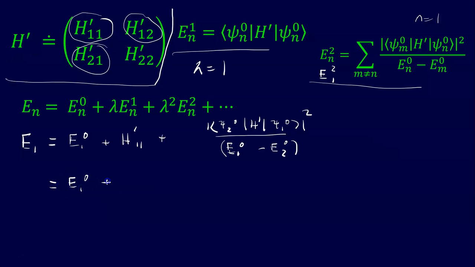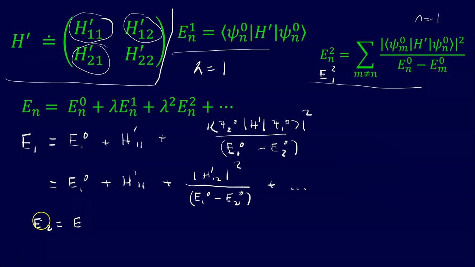So we got this one here, plus this, and then this thing I would write as h prime 1, 2, absolute square of that, and then all over E10 minus E20. And again, plus dot, dot, dot. So that's the first correction, and then of course we can go in and find the corrections to the second order energy. So now this will be this matrix element, the one we haven't used, right?